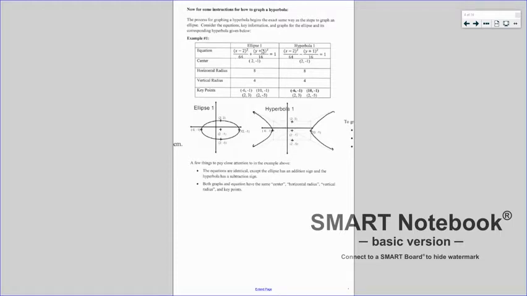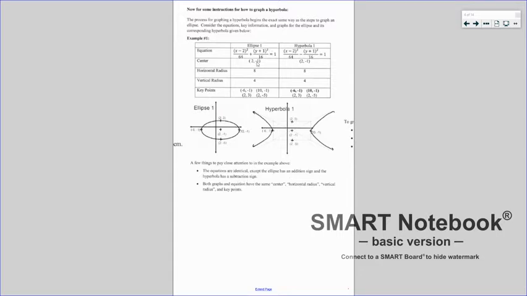So again, knowing what all of those numbers tell us about the picture. Our key points, we go up and down 4 from our center. We'll go left and right 8 from our center, and that will give us those 4 points. And then we're going to draw the oval. So a few things to pay close attention to in the examples above. The equations are identical, except the ellipse has an addition sign and the hyperbola has a subtraction sign.